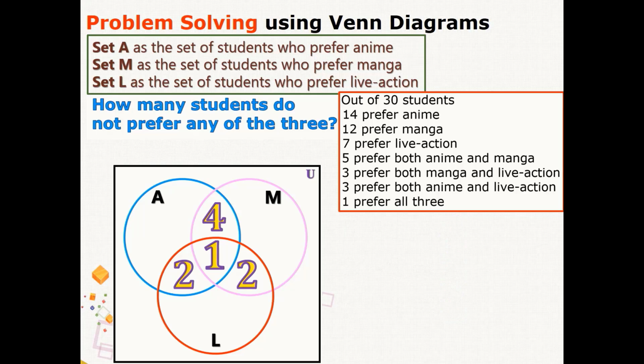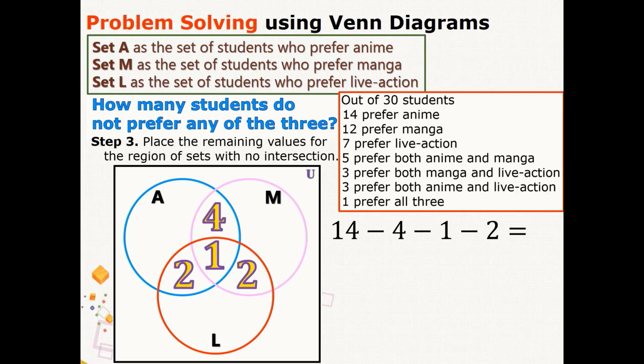Step 3 is to complete each of the sets. Please consider the values already given. So 14 prefer anime, but we already have 4, 1, and 2. Subtract all of this to get 7.